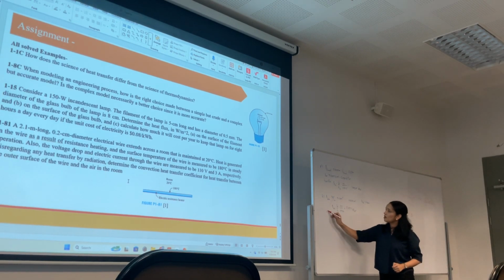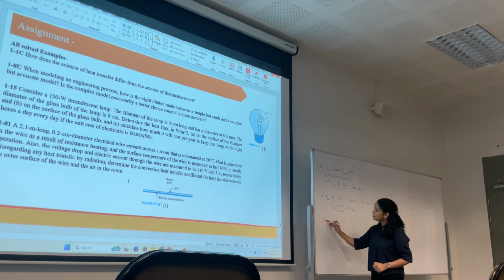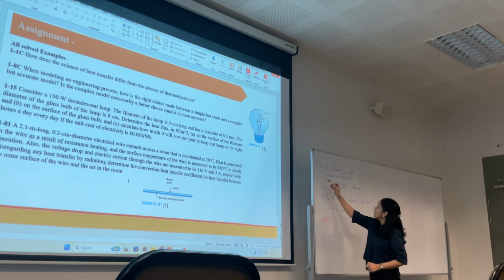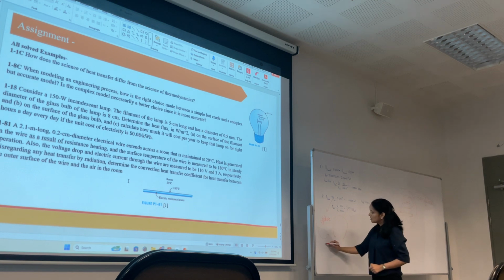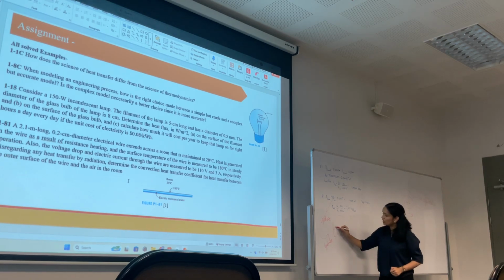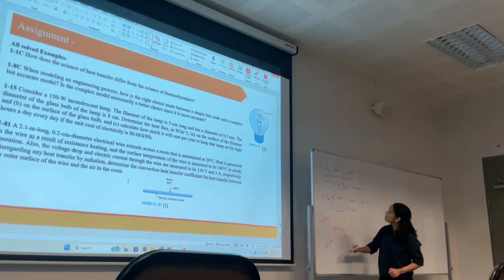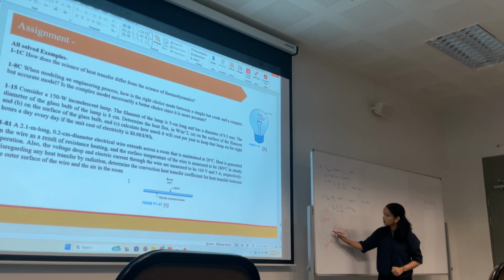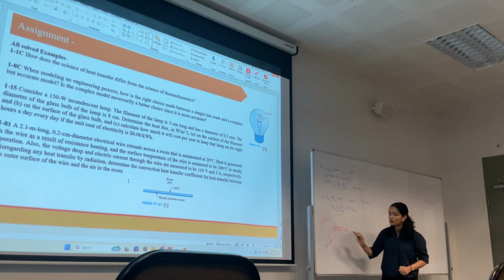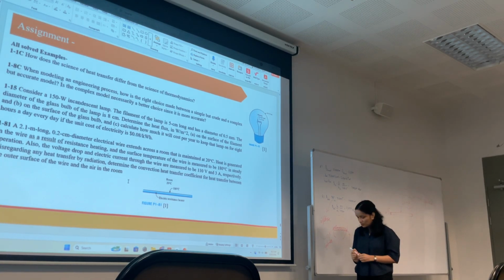This is the sphere. And this is the cylinder, the filament inside. And you are only calculating the area here, not this. That is the only difference.